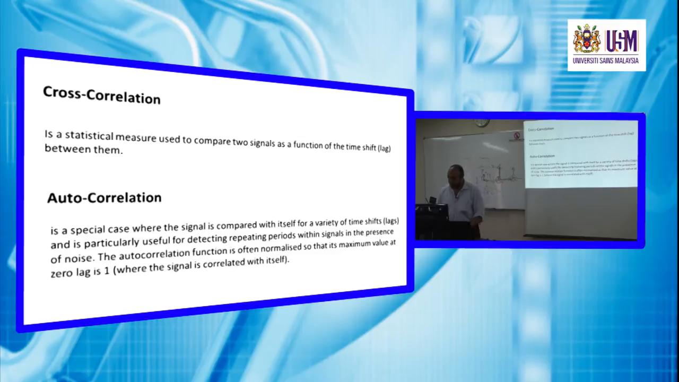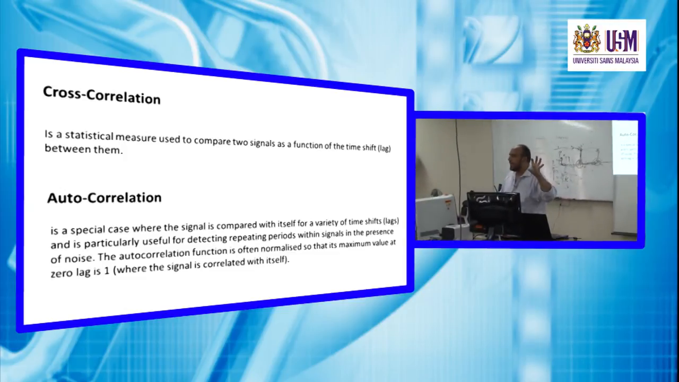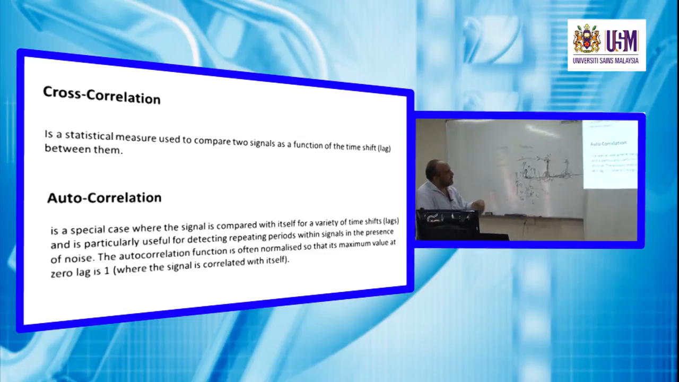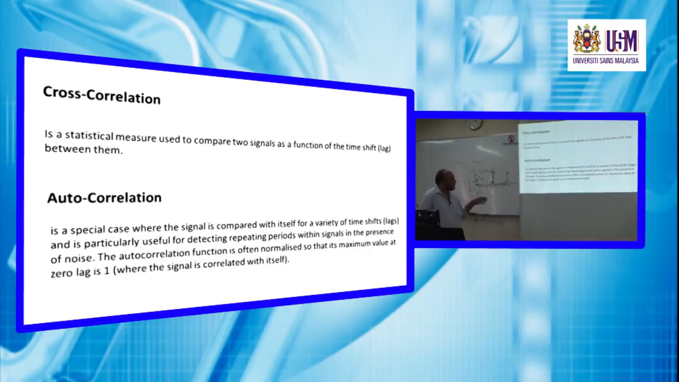So, as we said before, in the real world we don't have the ideal case. The ideal case is that I have the source and I have reflection coefficients, then I get a clean seismic section. This doesn't happen in reality. In reality, I have noise, and there are many sources of noise. So I need autocorrelation to detect repeating periods within signals in the presence of noise.